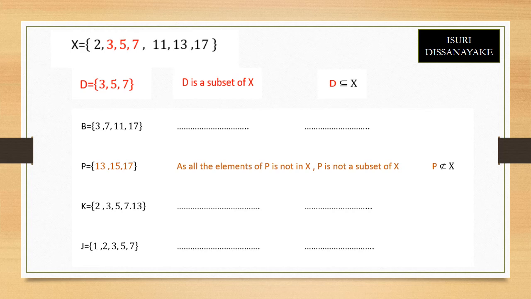Look at P. The elements of P are 13, 15 and 17. If you look at set X, X does not have the value 15. So you can say that P is not a subset of set X because the element 15 is not there. How do you show it? You can say P is not a subset of X. K and J you can try and see.